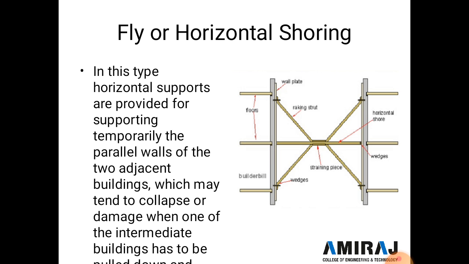Next type of the shoring is the flying shore or horizontal shore. In this type, horizontal supports are provided for temporarily supporting the parallel walls of the two adjacent buildings, which may tend to collapse or get damaged when the immediate building has to be pulled down. So here two supports are provided. It's called horizontal shoring.